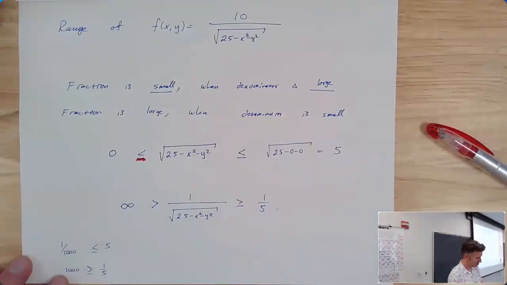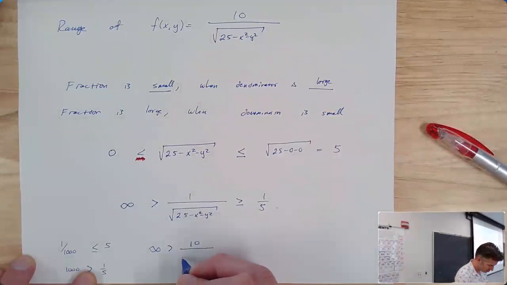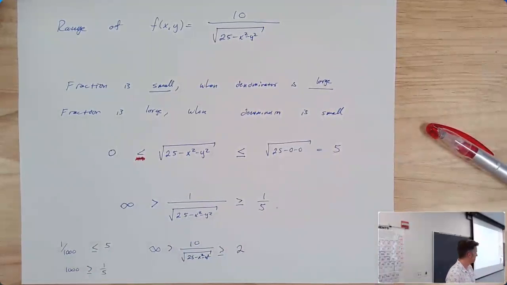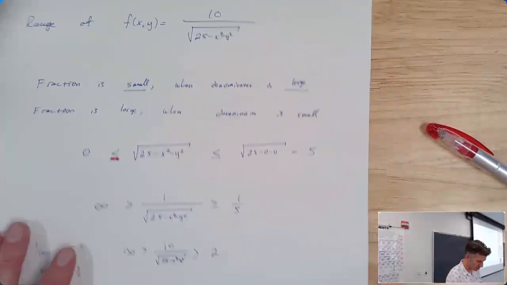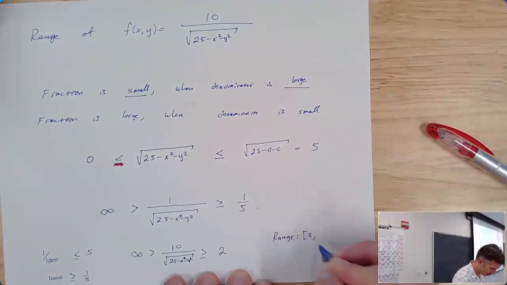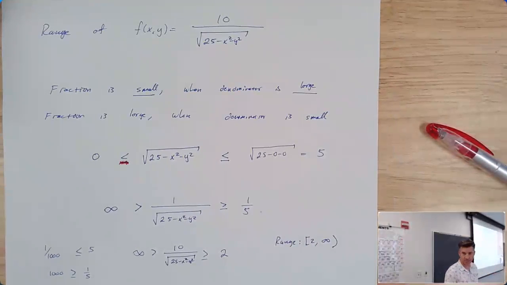Lastly, still need a 10. So multiply everything by 10. So there's our range for this function. The range goes as low as 2, as high as you want. Range is kind of funky. Question.